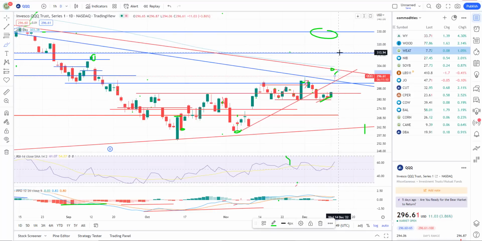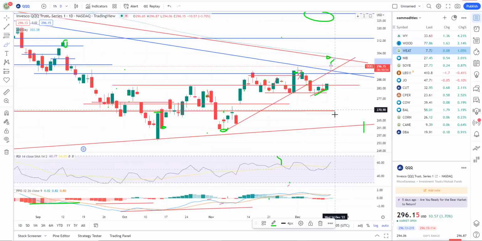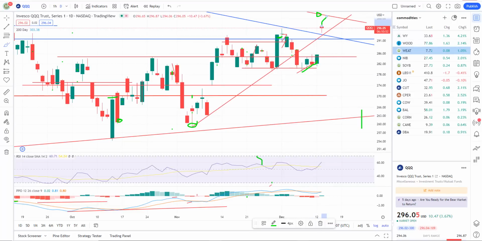If we break out above it, I'm likely not going to be adding. I'll probably just sit tight, and we'll make sure the charts are shaping up. And then if we start to break higher and things start to take off, we'll look for areas to exit the short. But as of right now, I like scaling into this.